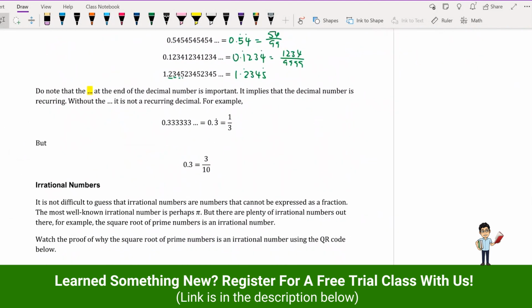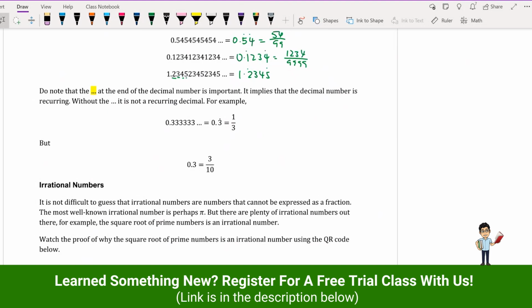The dot is important because it means that the pattern continues. This is what we call a recurring decimal. You can write it this way or this way, but we must also understand that a recurring decimal is a fraction, so you can change it to a fraction. Do take note that 0.33333 non-stop is 1/3, but 0.3 is not 1/3, it's 3 over 10. Of course. The dot matters.